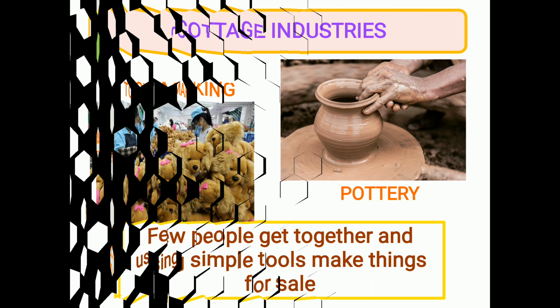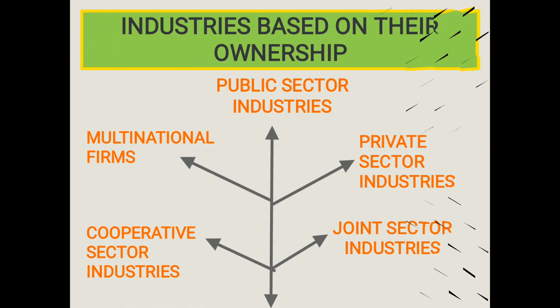Then the next classification of industry is based on their ownership. On the basis of ownership, how are the industries classified? We can say that industries are classified into five categories. They are the public sector industry, private sector industries, joint sector industry, cooperative sector industries and the multinational firms.